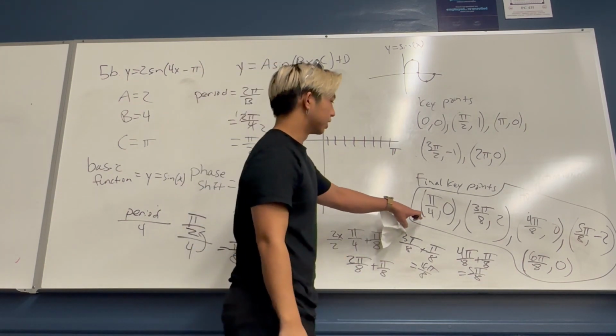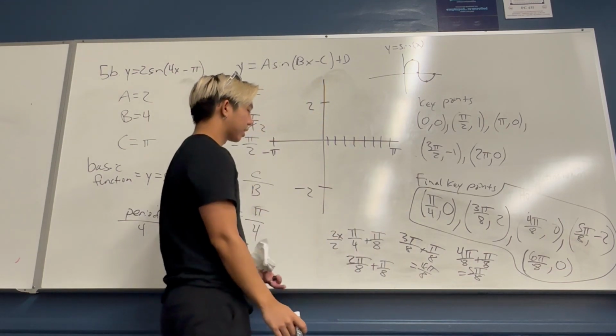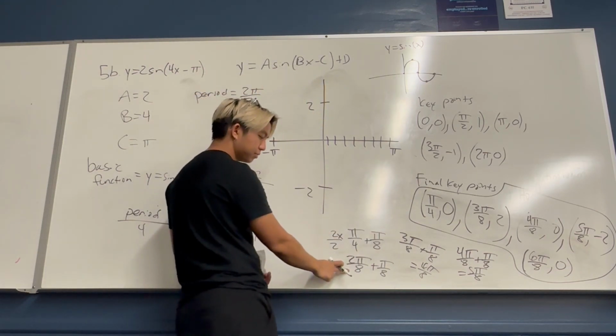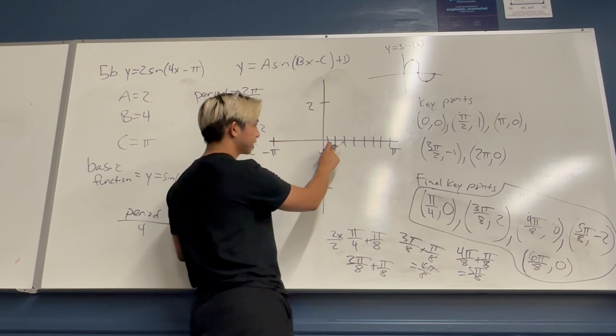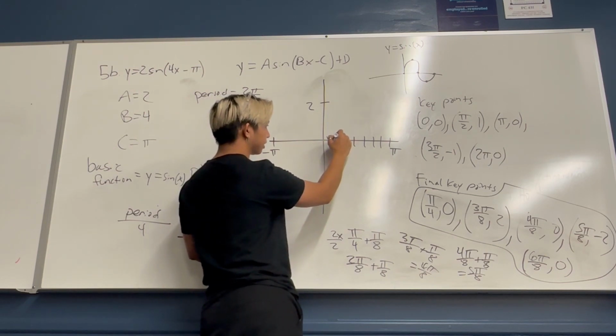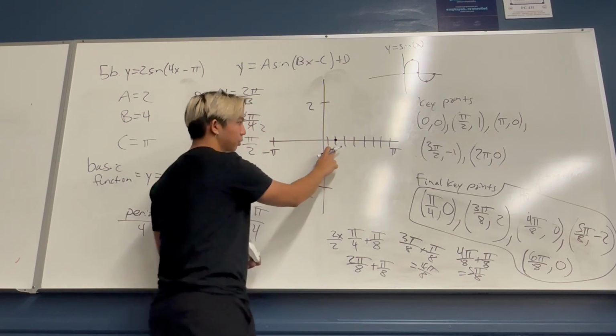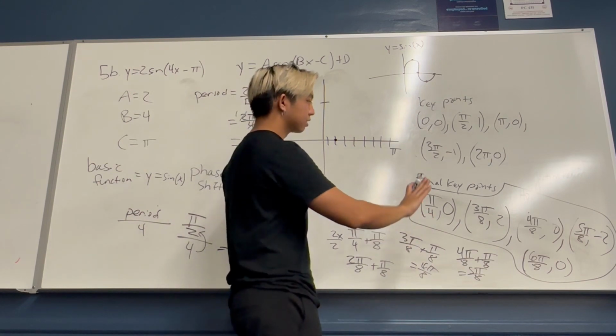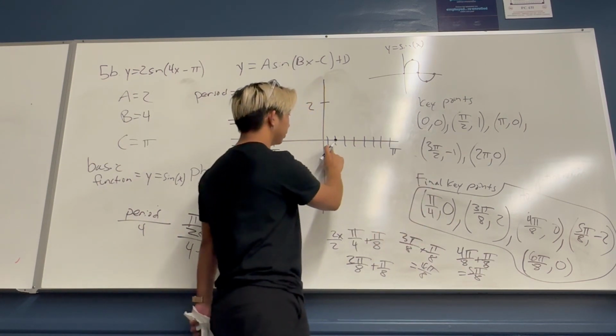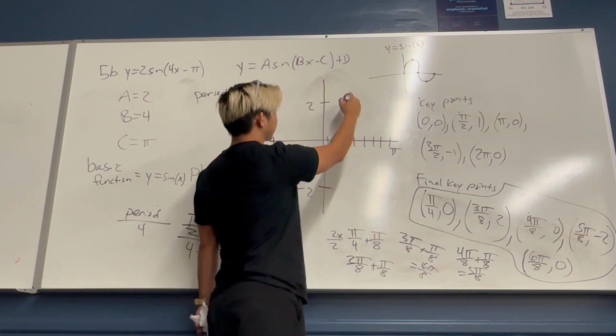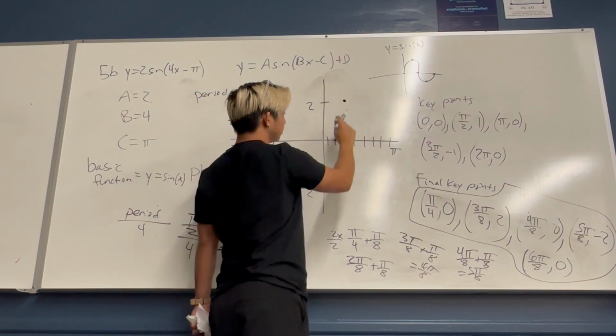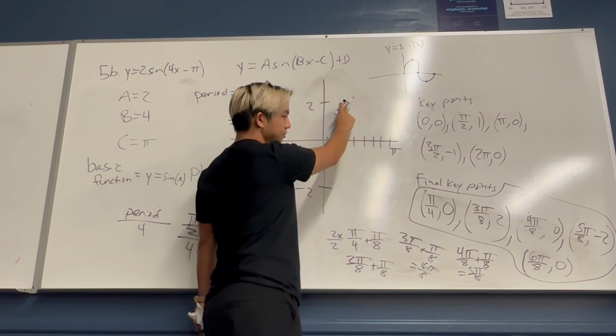So our first point here is pi over 4. We know that pi over 4 is equal to 2 pi over 8, right? So it's our second mark here, and then comma 0. So this is our first coordinate. Next, 3 pi over 8, comma 2. So now I want to count: 1, 2, 3, and then we have our 2 mark up here. So 3 pi over 8, 2.